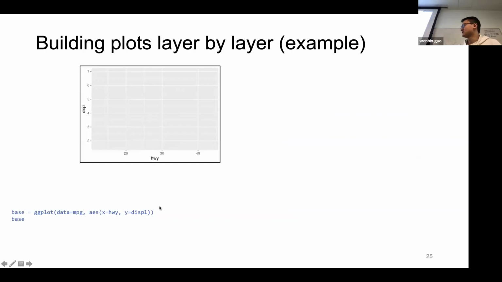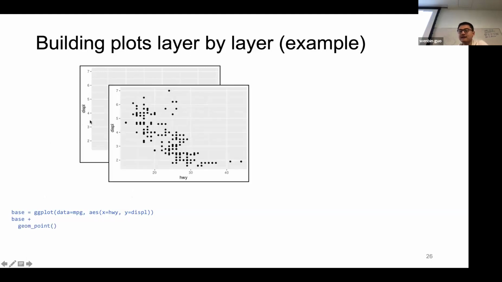So if we realize that we can decompose the whole graphic into layers, we can build the plots layer by layer. Here I just tried to plot using the mpg dataset. First we define the aesthetic mapping, trying to map highway to the X and displacement to the Y. Because we don't use any geometry to render the plot, what we get will only be the X and the Y axis. There is no data plotted on them, although the data is there, we didn't render it. So if we run it, we will get this plot.